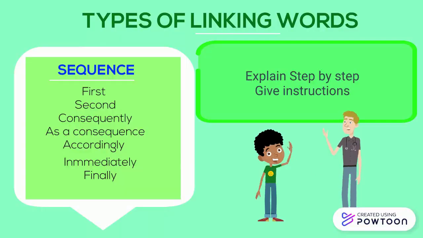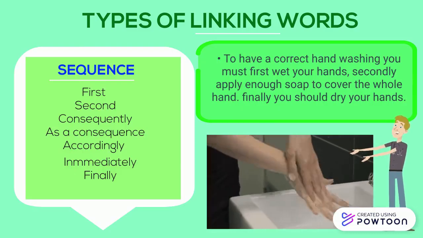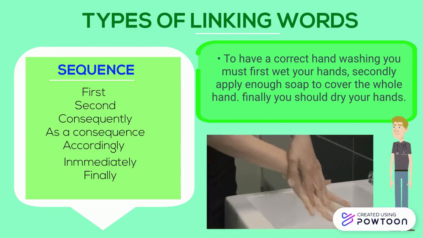Sequence. List. Describe step-by-step processes or give precise instructions. Example. To have a correct hand washing you must first wet your hands, secondly apply enough soap to cover the whole hand, finally you should dry your hands.